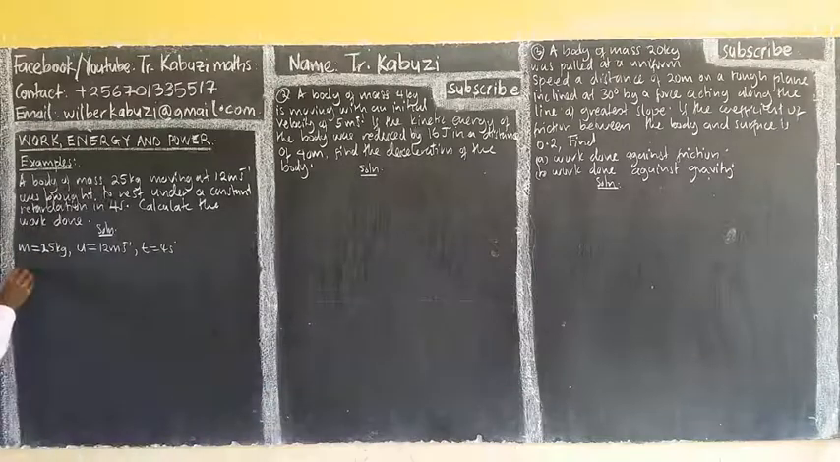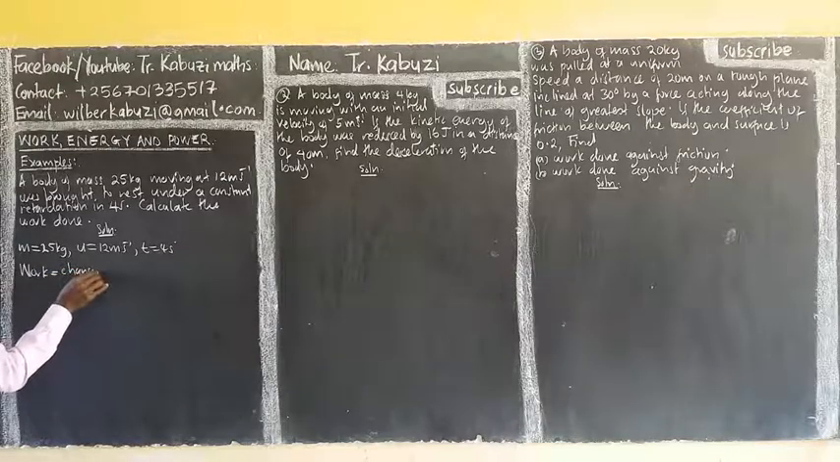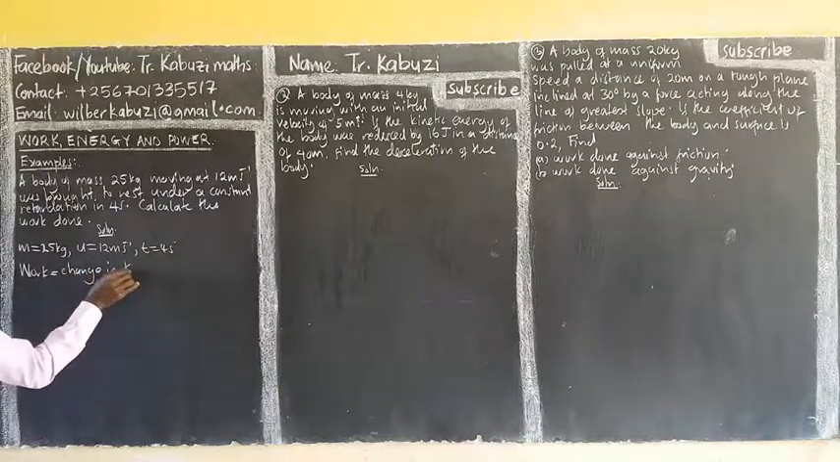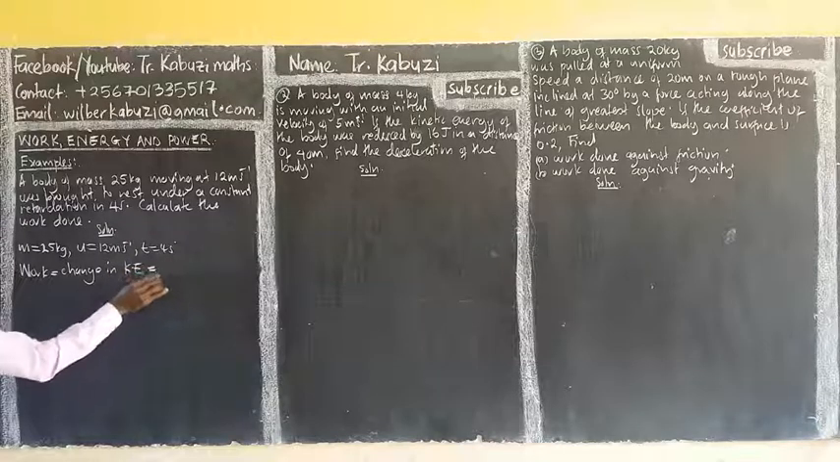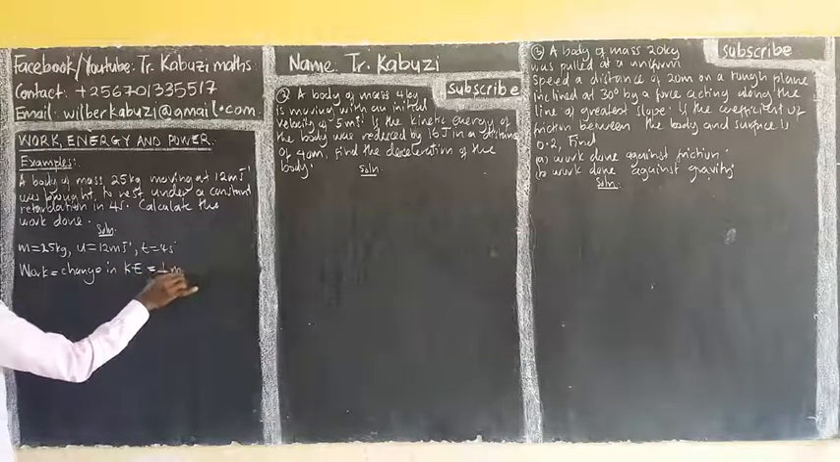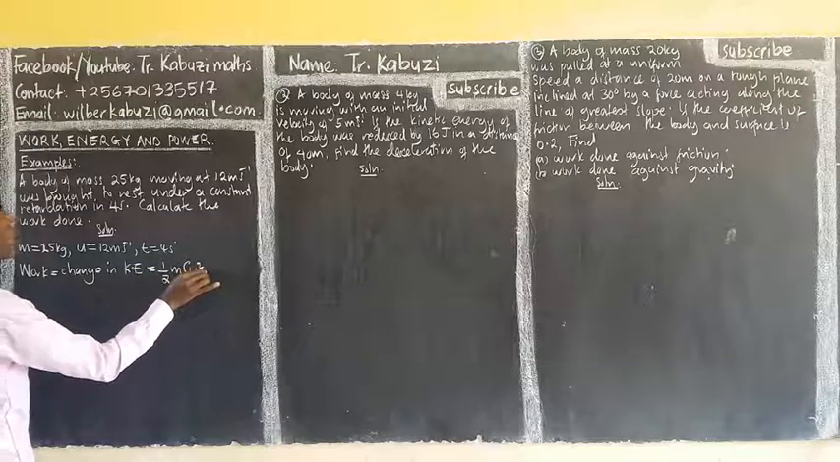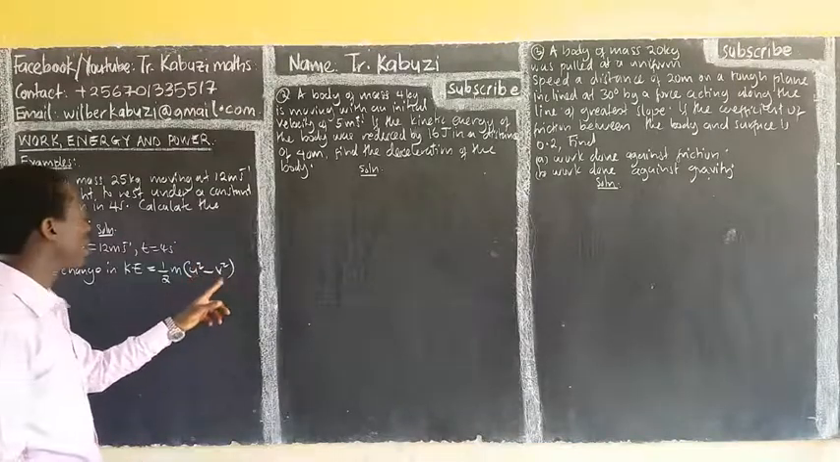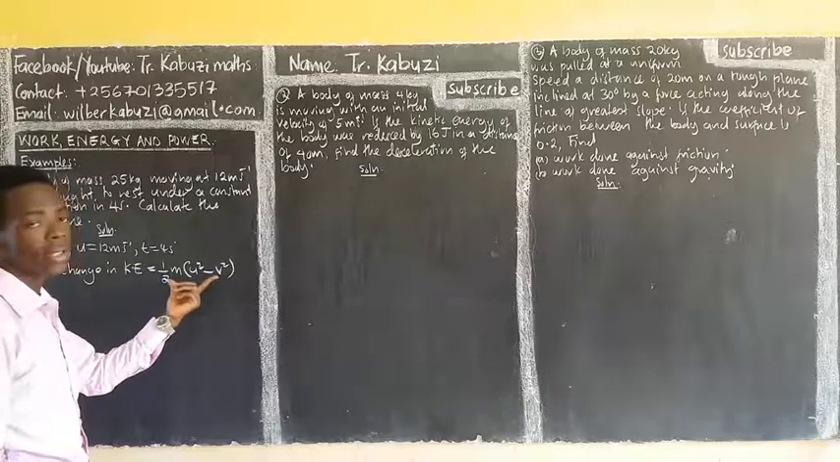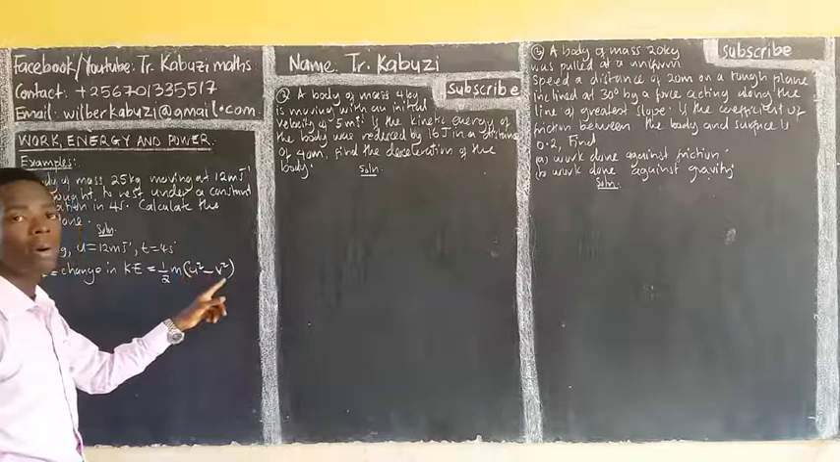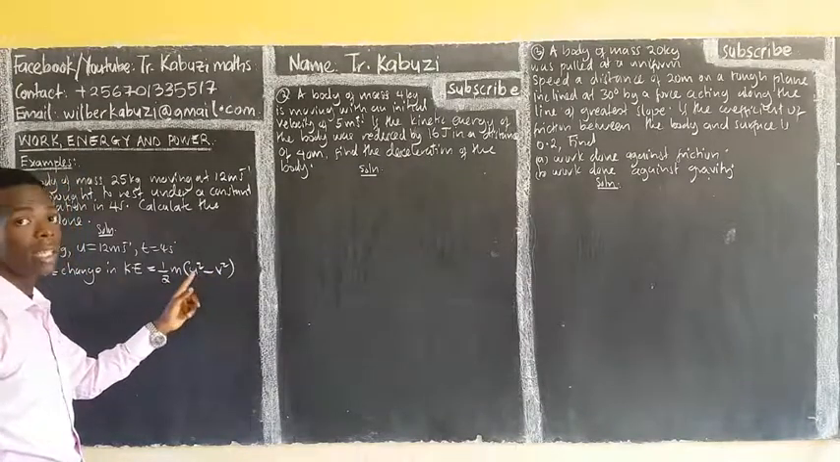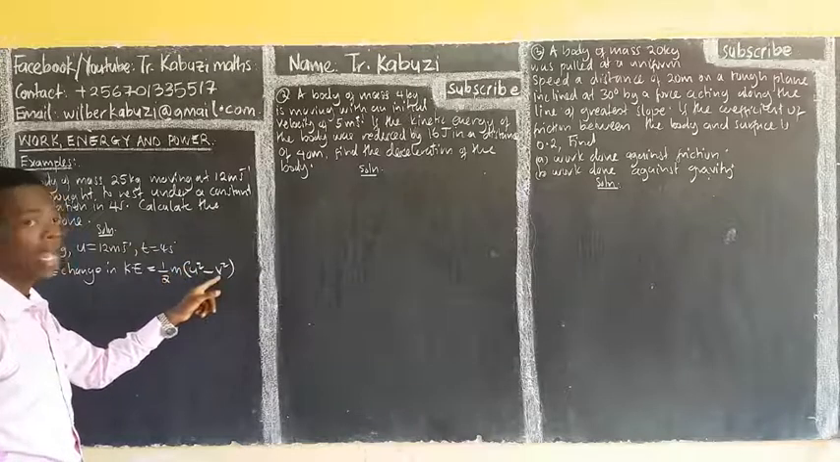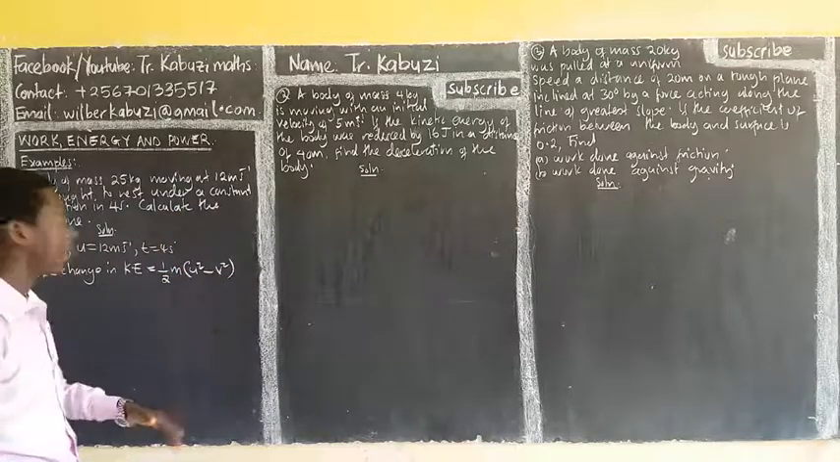So from there I say work done is equal to the change in KE, which will be half m into u squared minus v squared. Why am I starting with this? Because the speed was lowered, so that's why I'm starting with the u, because this one was bigger than the final because of the deceleration.